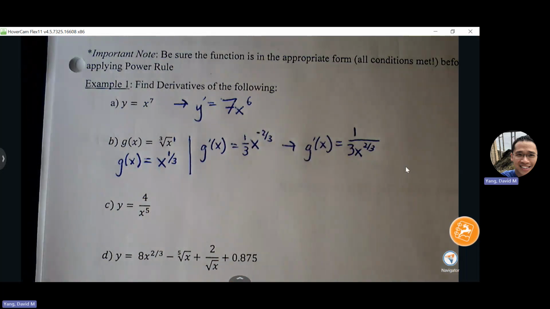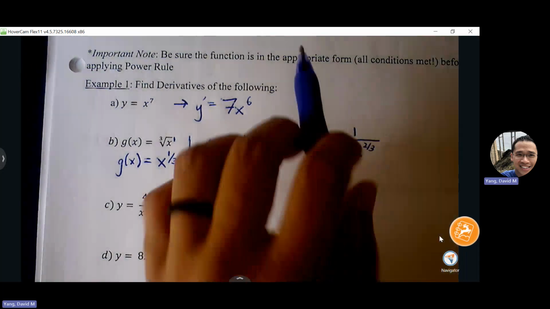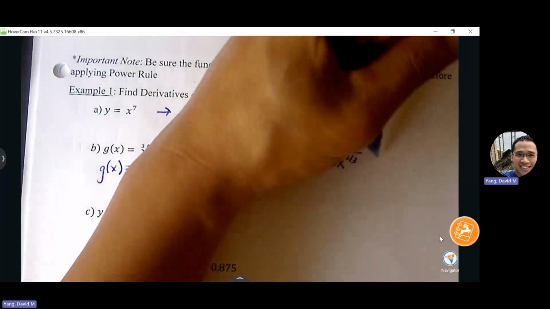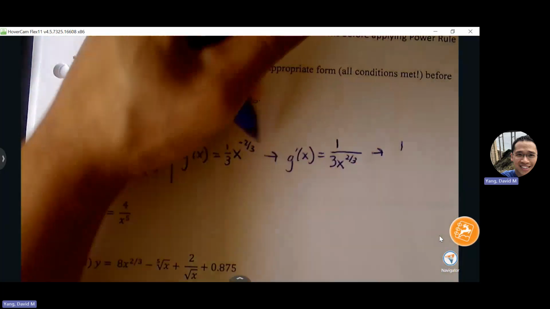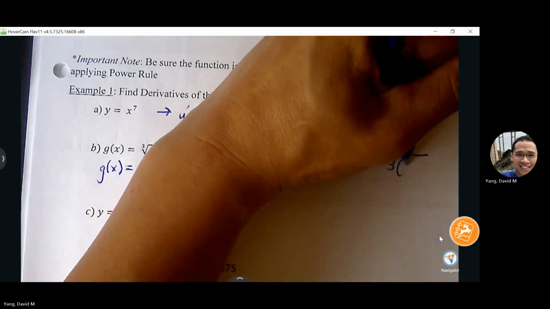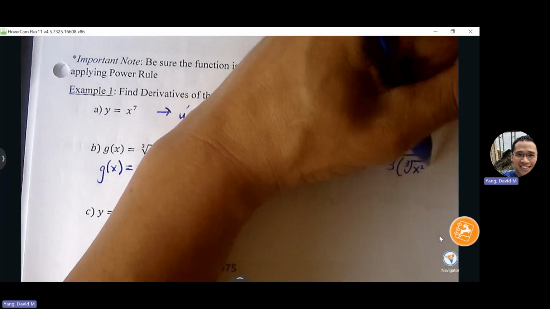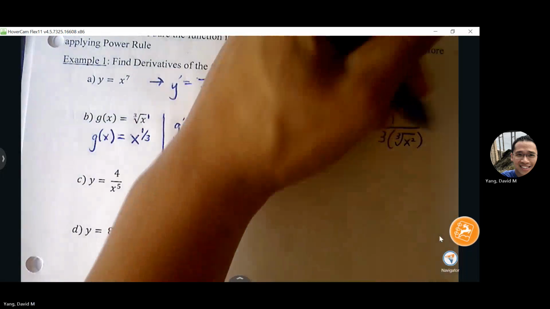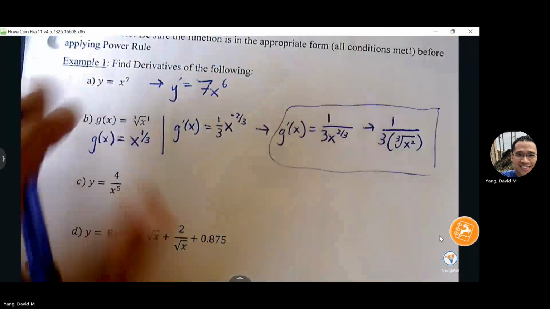I'm not going to be picky about how you leave your answer. You can leave your answer in rational form. You can leave it in radical form. I just don't want any negative exponents. So that's really the only thing there. If you want to write it like this, that's fine. Again, there's no need to rationalize your denominator. So any of these options are fine.